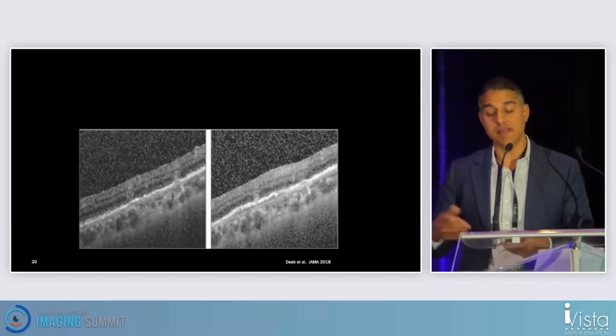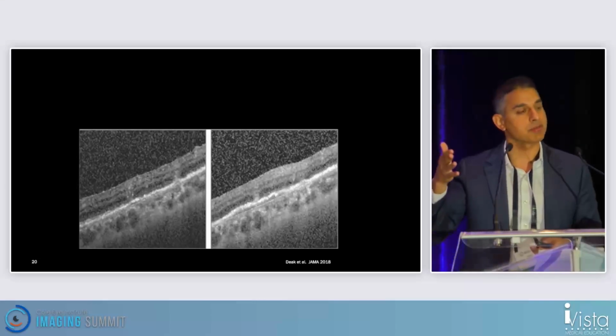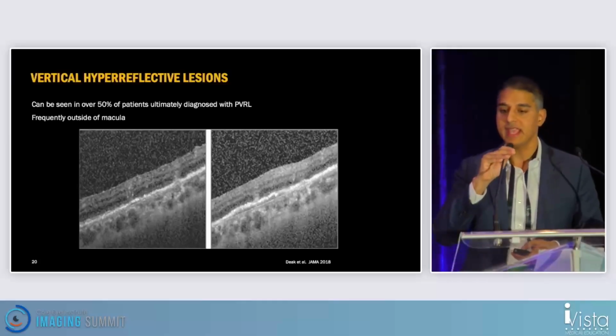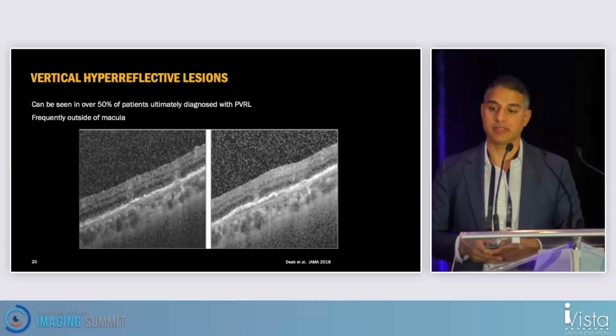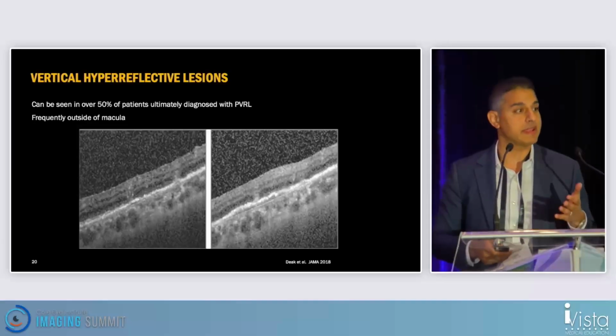Now, actually, I find this to be more helpful, which is that when you look at that image on the right, not only are you seeing that vertical hyperreflective line, but you're seeing a separation of the RPE and Bruch's membrane. And this is a case of primary vitreoretinal lymphoma. You can see these vertical hyperreflective lesions in over 50% of patients who are diagnosed with this, and they can be frequently outside of the macula.